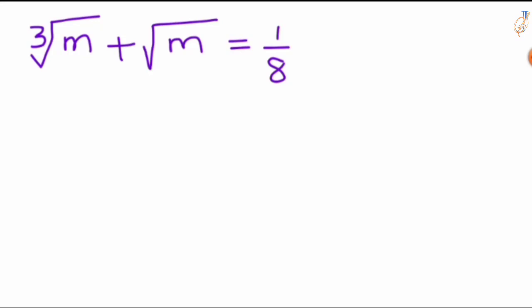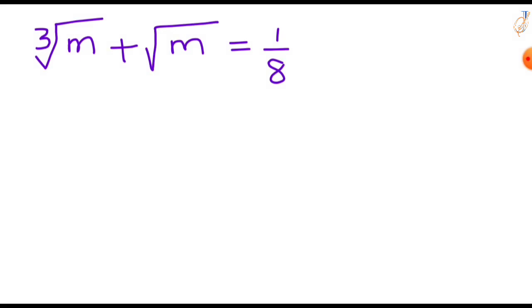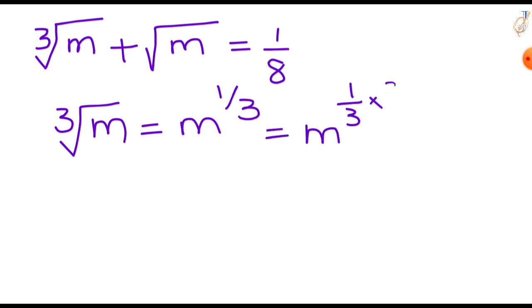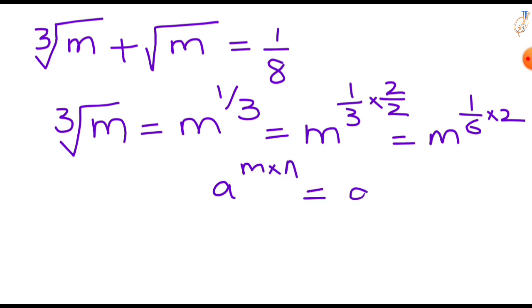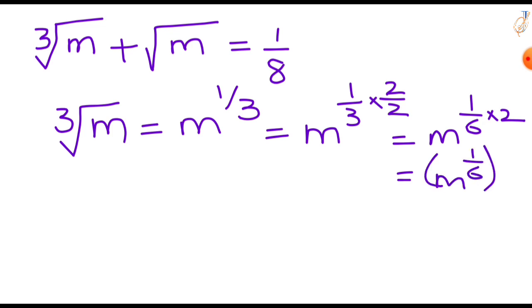Today's math question is: cube root of m plus square root of m is equal to 1 by 8. To simplify, we can express cube root of m as m power 1 by 3, and if you multiply 2 by 2 in the power, we can write this as m power 1 by 6 times 2. It is in the form of a power m times n, so we can write this as a power m whole power n. This is equal to m power 1 by 6 whole power 2.